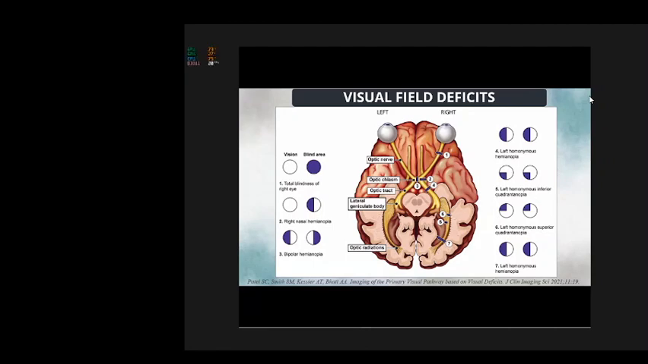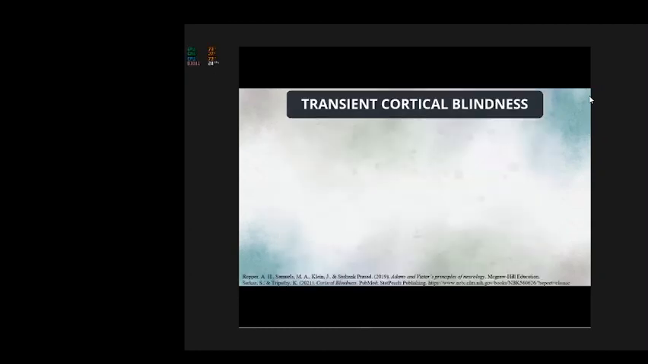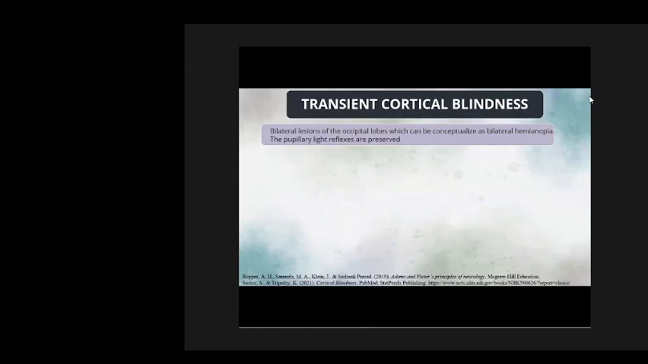Lesion in the parietal optic radiation can cause lower homonymous quadrantanopia, and occipital lobe lesion can cause homonymous hemianopia. So what is transient cortical blindness? It is a bilateral lesion of the occipital lobe which can be conceptualized as bilateral hemianopia. The pupillary light reflexes are preserved.